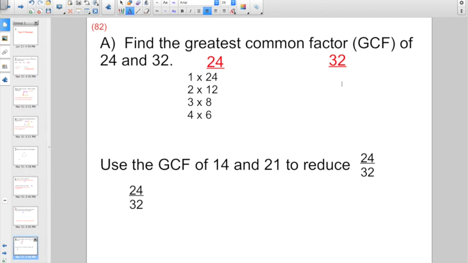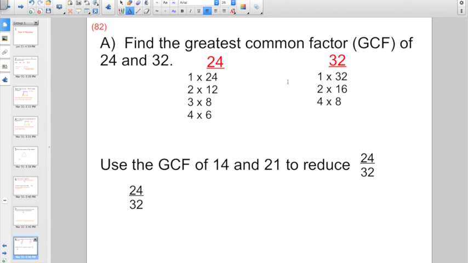Let's go ahead and do it all over again for 32. We have 1 times 32. It's even, even if it's not on a multiplication chart, you know 2 is going to be a factor. 2 times 16. 3 plus 2 equals 5, so I know 3 can't be a factor. And we know 4 is going to be a factor with 4 times 8, right?